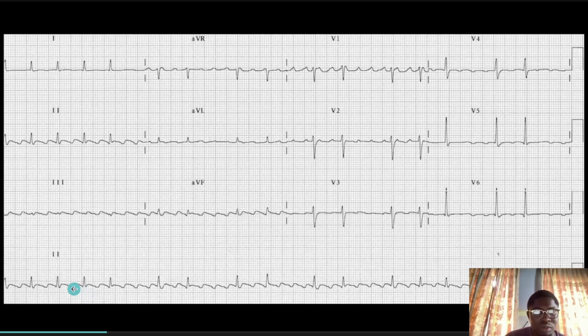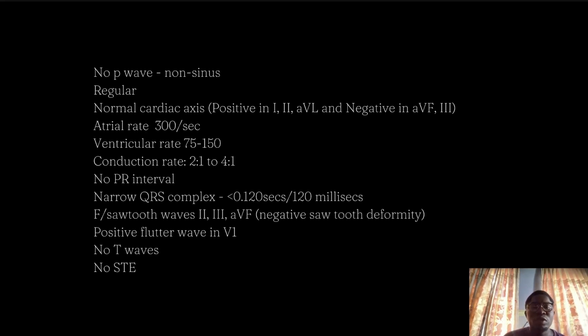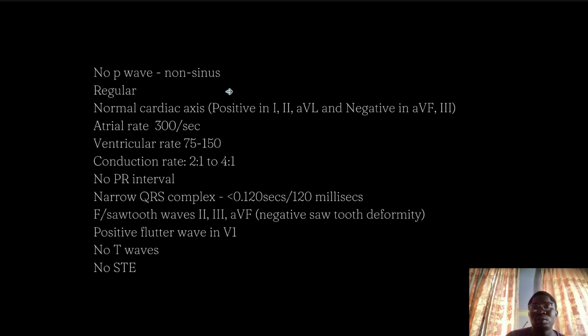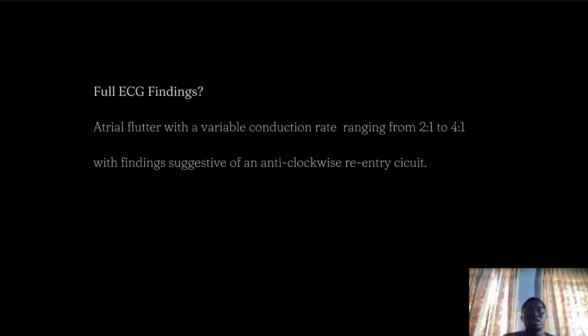So sawtooth waves, you can see they resemble the tooth of a saw, right? These are classic findings in atrial flutter. No T waves, no ST elevation, and then a positive flutter wave in lead V1. All right. So full ECG findings: atrial flutter with a variable conduction rate ranging from 2:1 to 4:1, with findings suggestive of an anti-clockwise re-entry circuit.